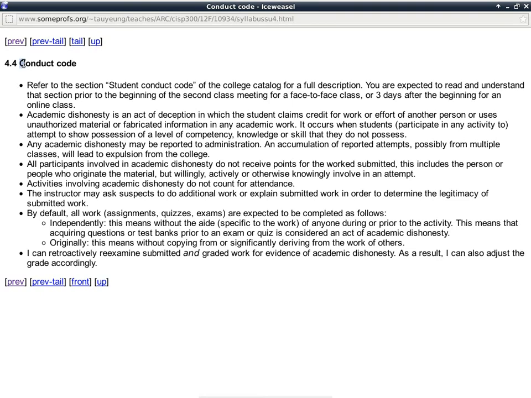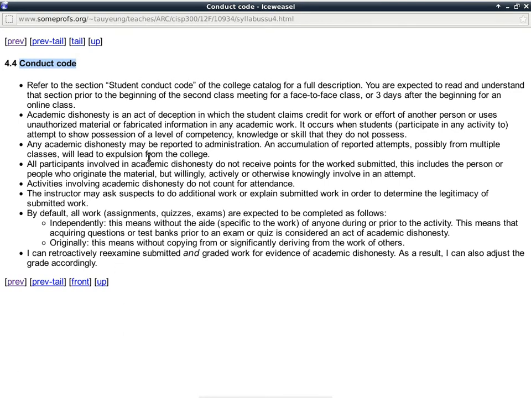Conduct code, this part has to do with academic integrity. In other words, all homework and exam questions in this class are expected to be done independently and also originally. Every student is supposed to work on his or her question by himself or herself. Okay? That's pretty much my expectation for all the homework assignments as well as exam questions.